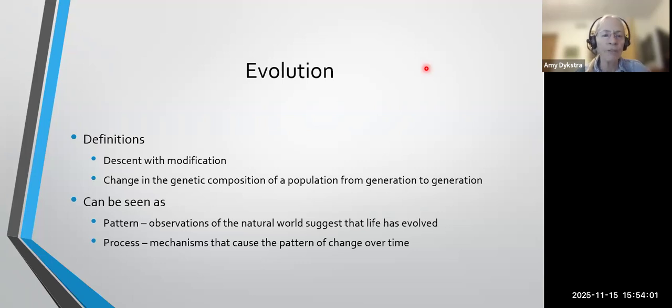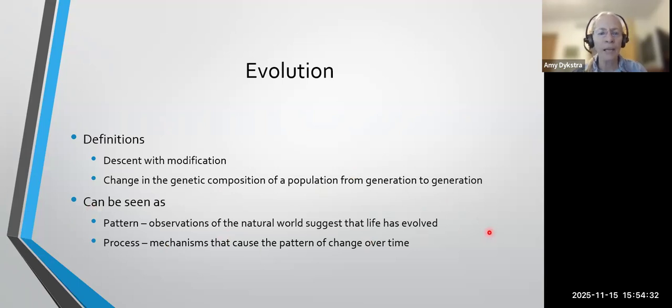And these two definitions are not opposing each other. I would just say that the second definition is more specific and is more like a specific measurement of how we know a population has evolved. Now, evolution, no matter how we define it, can be thought of in two different ways. Evolution can be thought of as a pattern of observations.